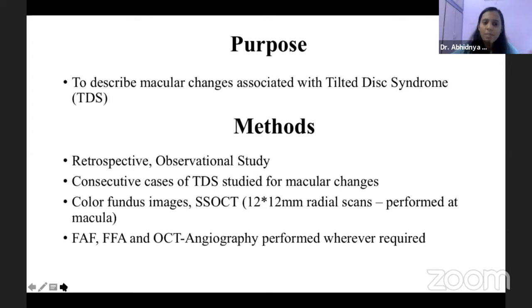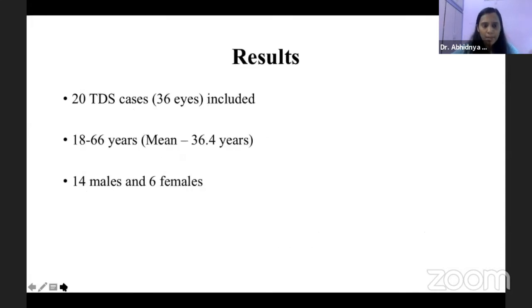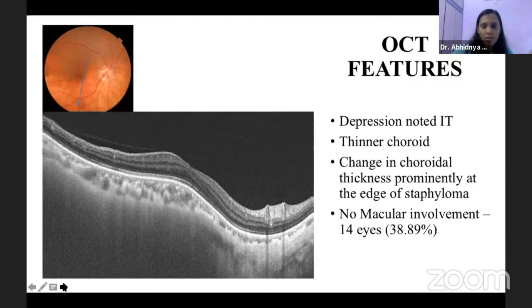It was a retrospective observational study where consecutive cases of TDS were included and studied using color fundus imaging and swept-source OCT radial scans. Other investigations were performed as and when required. A total of 20 cases were included with a mean age of 36.4 years. On OCT, we saw that there was a shallow staphyloma and an abrupt change in choroidal thickness was seen in this area. Also, in about 14 eyes, 38.89%, the retinal layers did not show any abnormality.